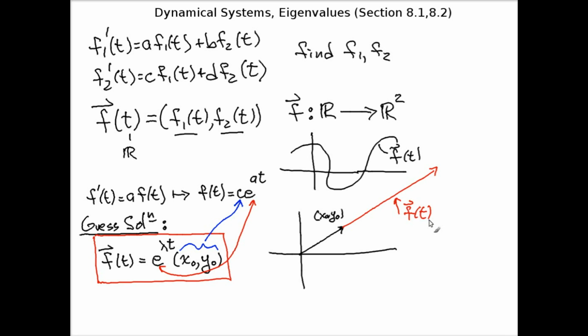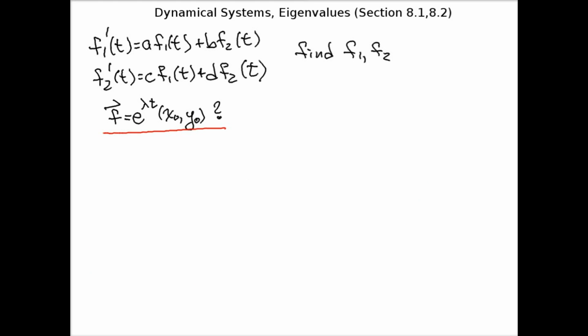Okay, so, well, it's just a guess. I have no solution. I have no idea whether such a thing will work. Well, actually, I do know, but what do you have to do? You have to guess that this is a solution and try to find x naught, y naught, and lambda, which make the original pair of equations true. So let's see. I'm guessing that f is of this form, and I can pick x naught, y naught, and lambda, which make this true.